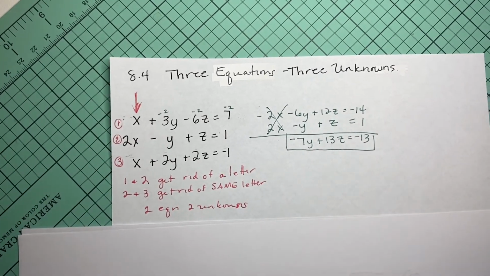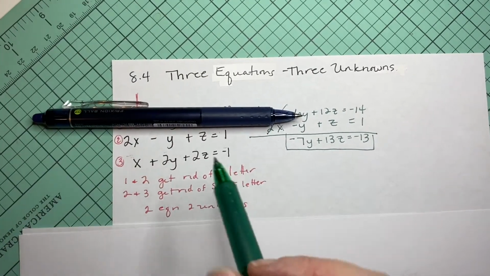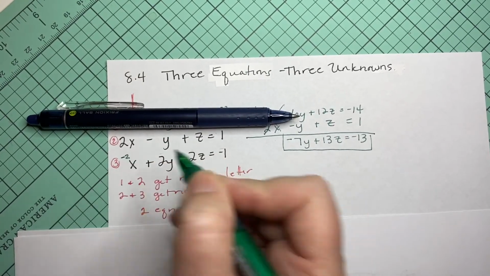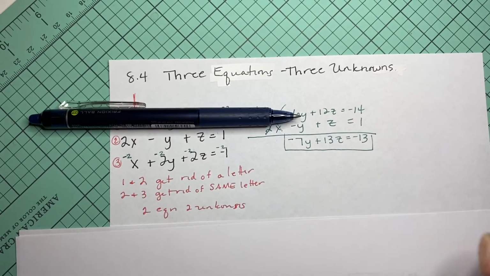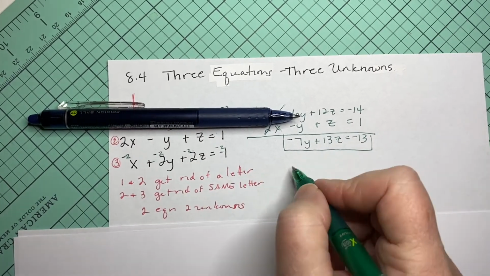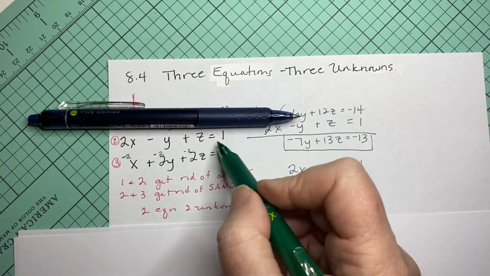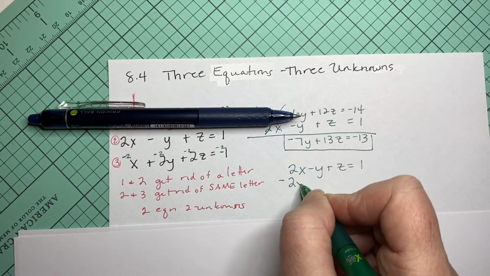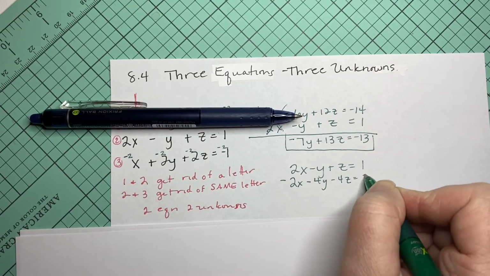And now I'm going to look at 2 and 3. So I'm going to cover up the first one because we're already done with that. And look at these 2 and think, okay, how can I get rid of x? I would need to multiply by -2. So whatever I do to that one, I have to do to all of them. So on this one, the first one's going to stay the same because we didn't change anything on equation 2. But the second one's going to become a -2x, a -4y, a -4z equals 2.